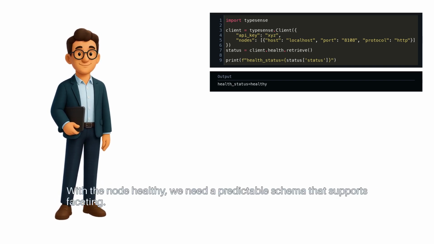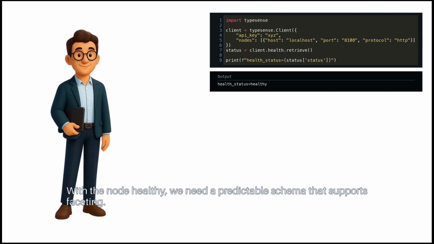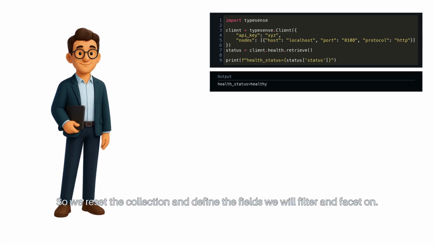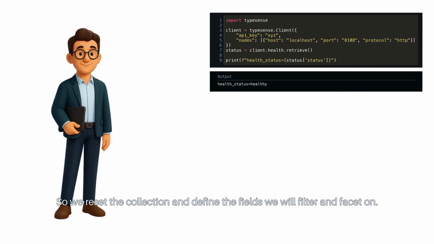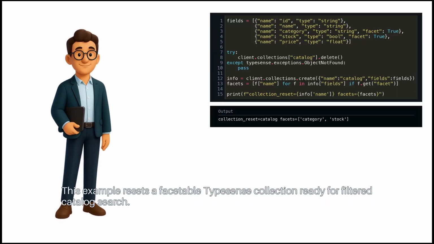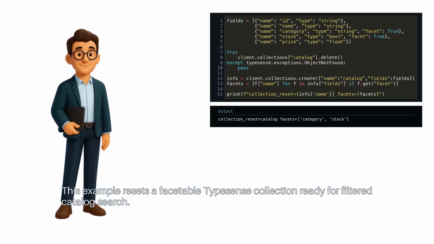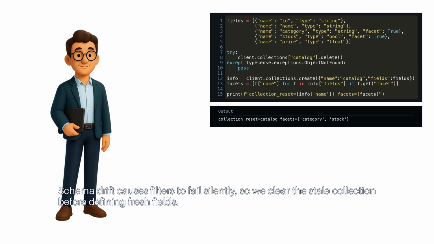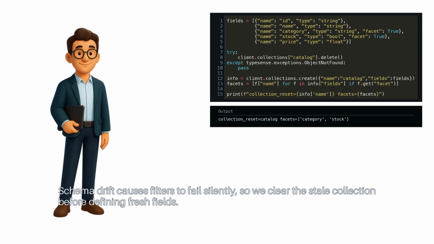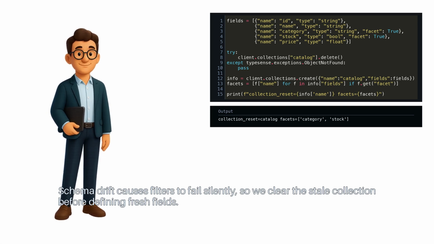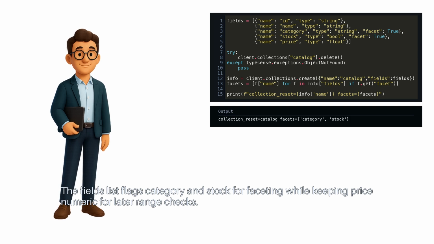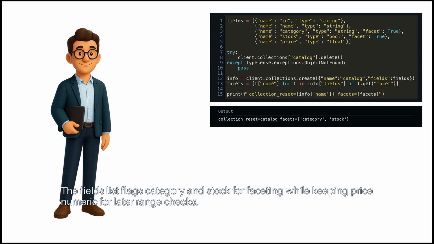With the node healthy, we need a predictable schema that supports faceting. So we reset the collection and define the fields we will filter and facet on. This example resets a faceable Typesense collection ready for filtered catalog search. Schema drift causes filters to fail silently, so we clear the stale collection before defining fresh fields. The fields list flags category and stock for faceting, while keeping price numeric for later range checks.